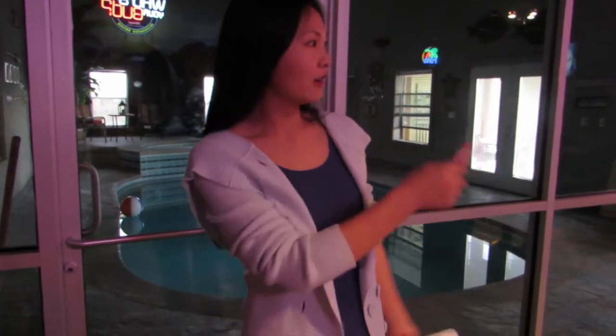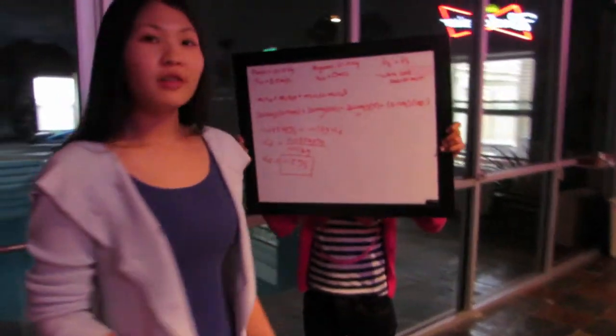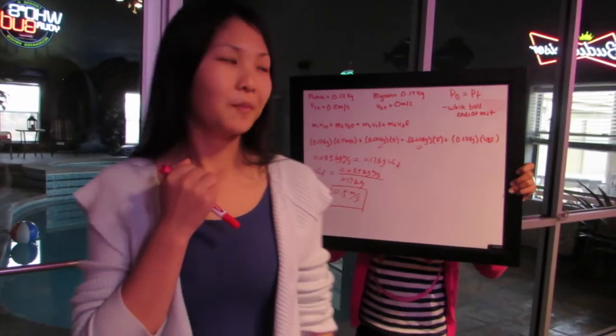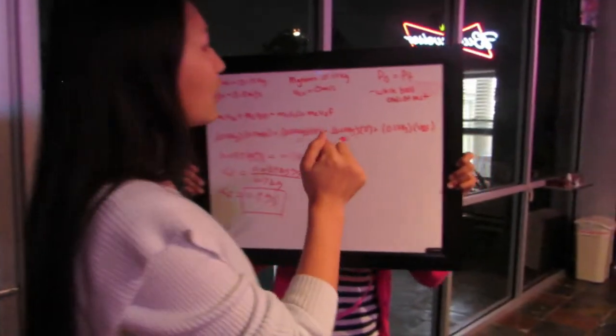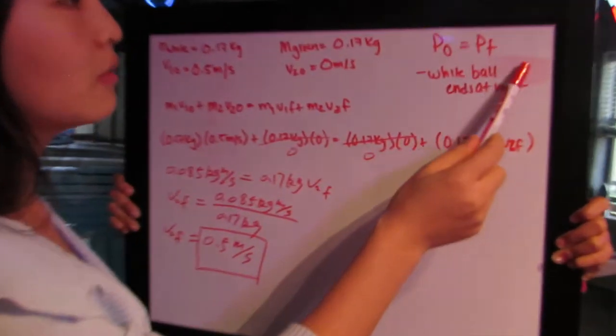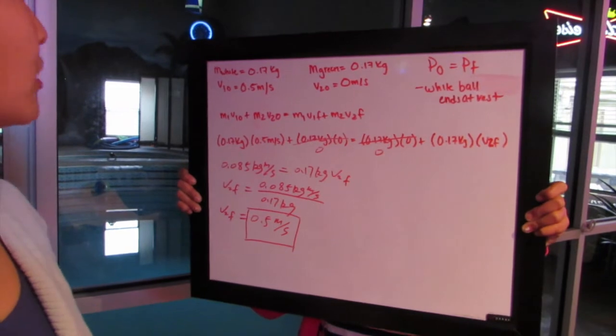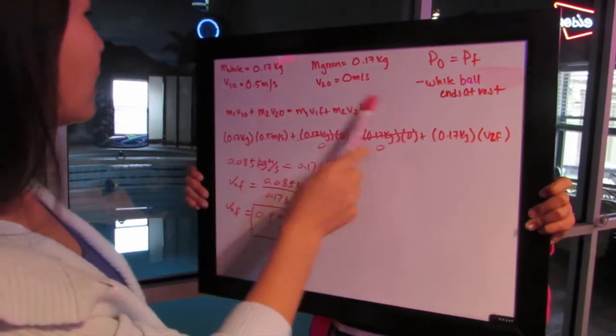Hi guys, good job if you answered that the white ball will stay at rest and the green ball will take off. But do you know why and how this relates to physics? I'm going to have my little helper right here, their sister, to show me the calculation. This is because of the conservation of momentum. We all know that the formula for the conservation of momentum is that the initial momentum is equal to the final momentum. And we have the data right here.